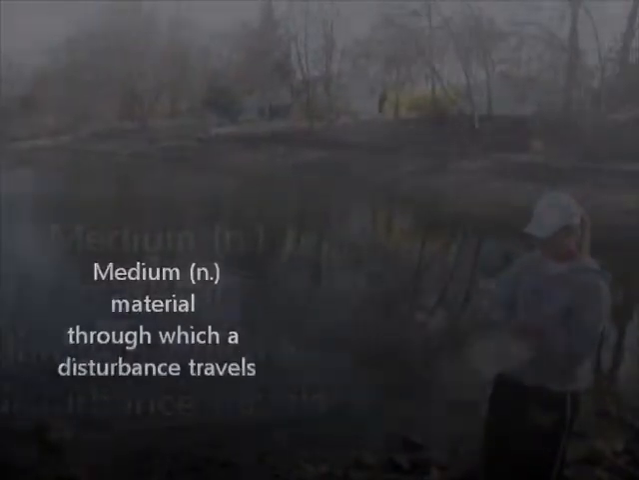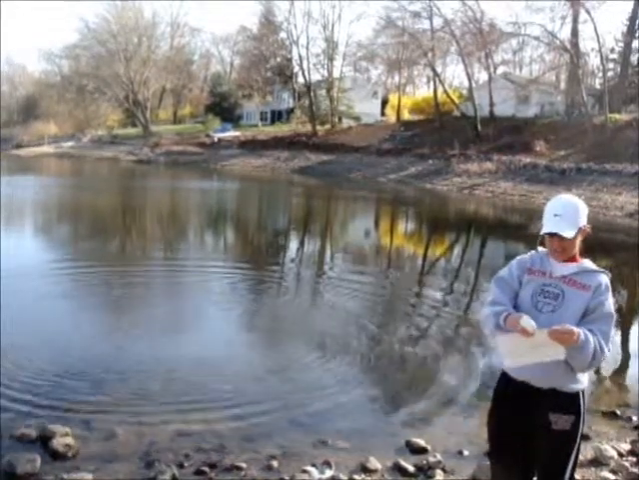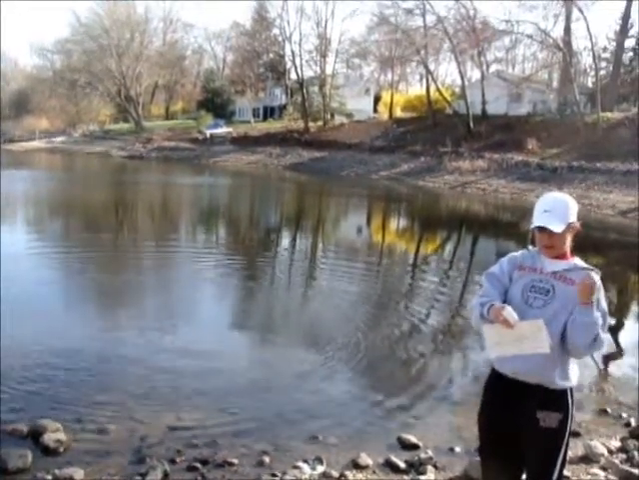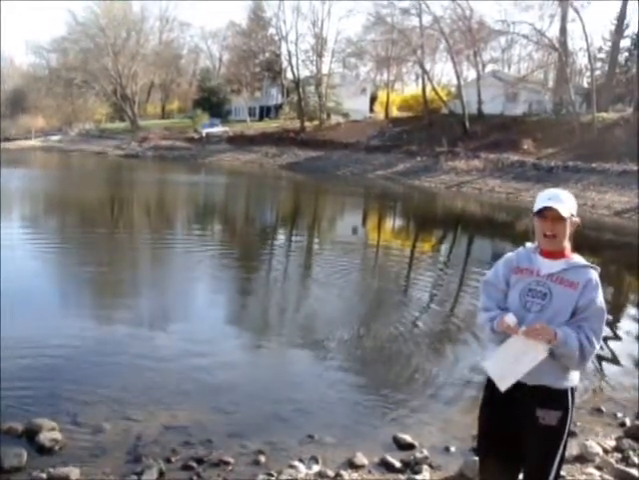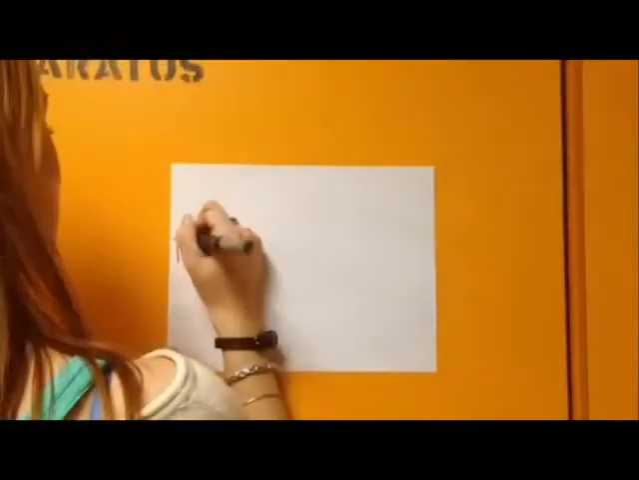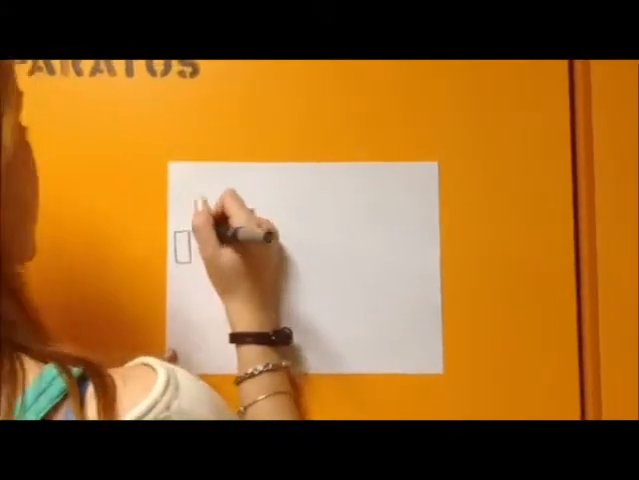The water is a medium, a material through which a disturbance travels. Waves of almost every type need something to travel. For the waves on a beach, it's water. For sound, it's air. So here's a sound source.